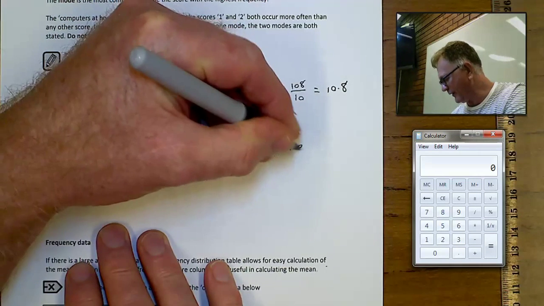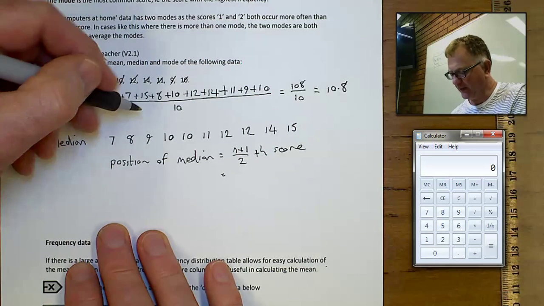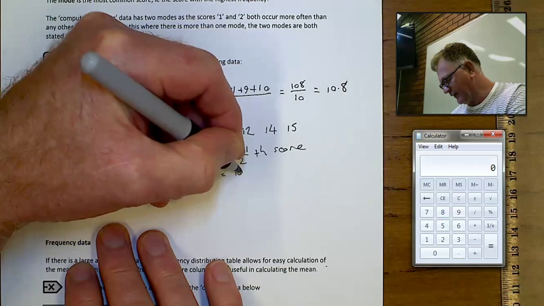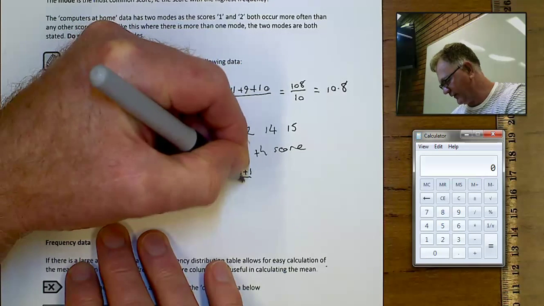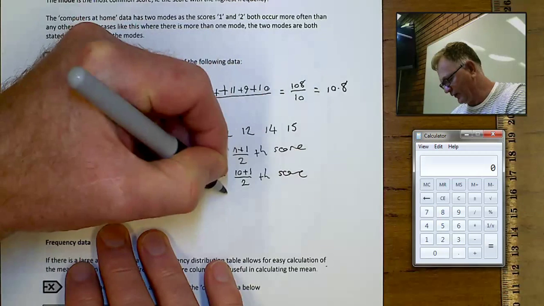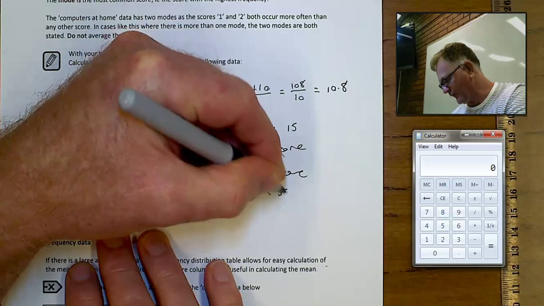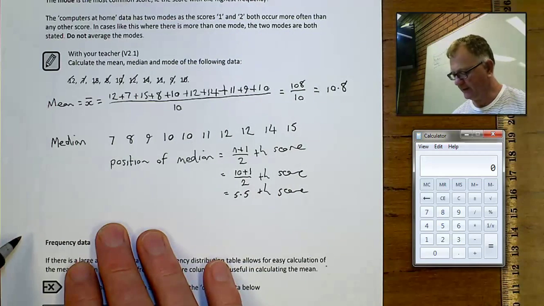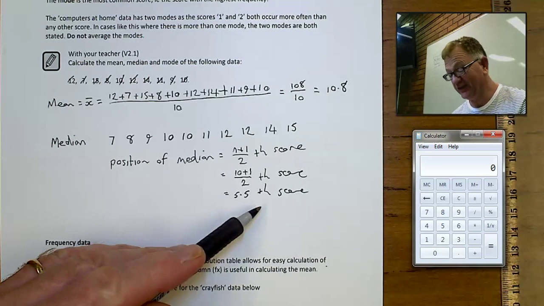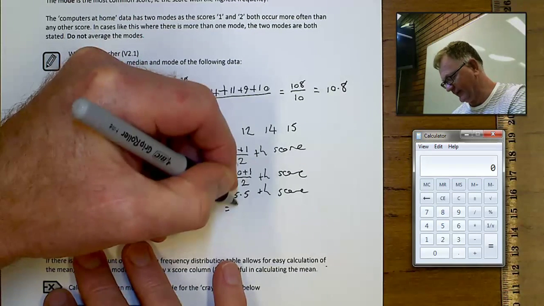It doesn't tell you what the median is, but it tells you where it is. It tells you its position. So we had 10 scores here, so it'll be the 10 plus 1, 11, divided by 2 score. If you work that out, it's the 5.5th score. Doesn't seem to make sense, but what it's saying is it's not the 5th score, it's not the 6th score, it's somewhere in between the 5th and 6th score.